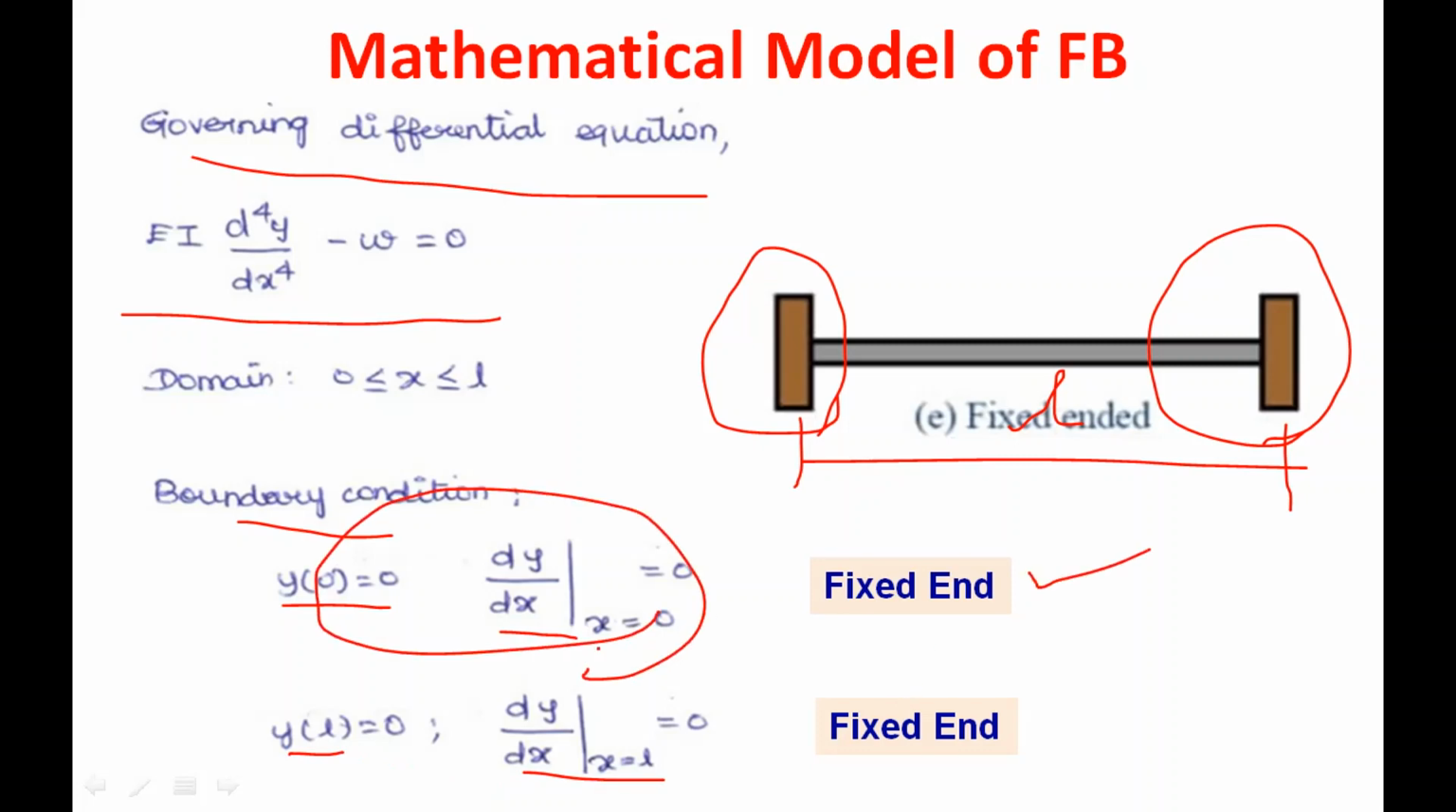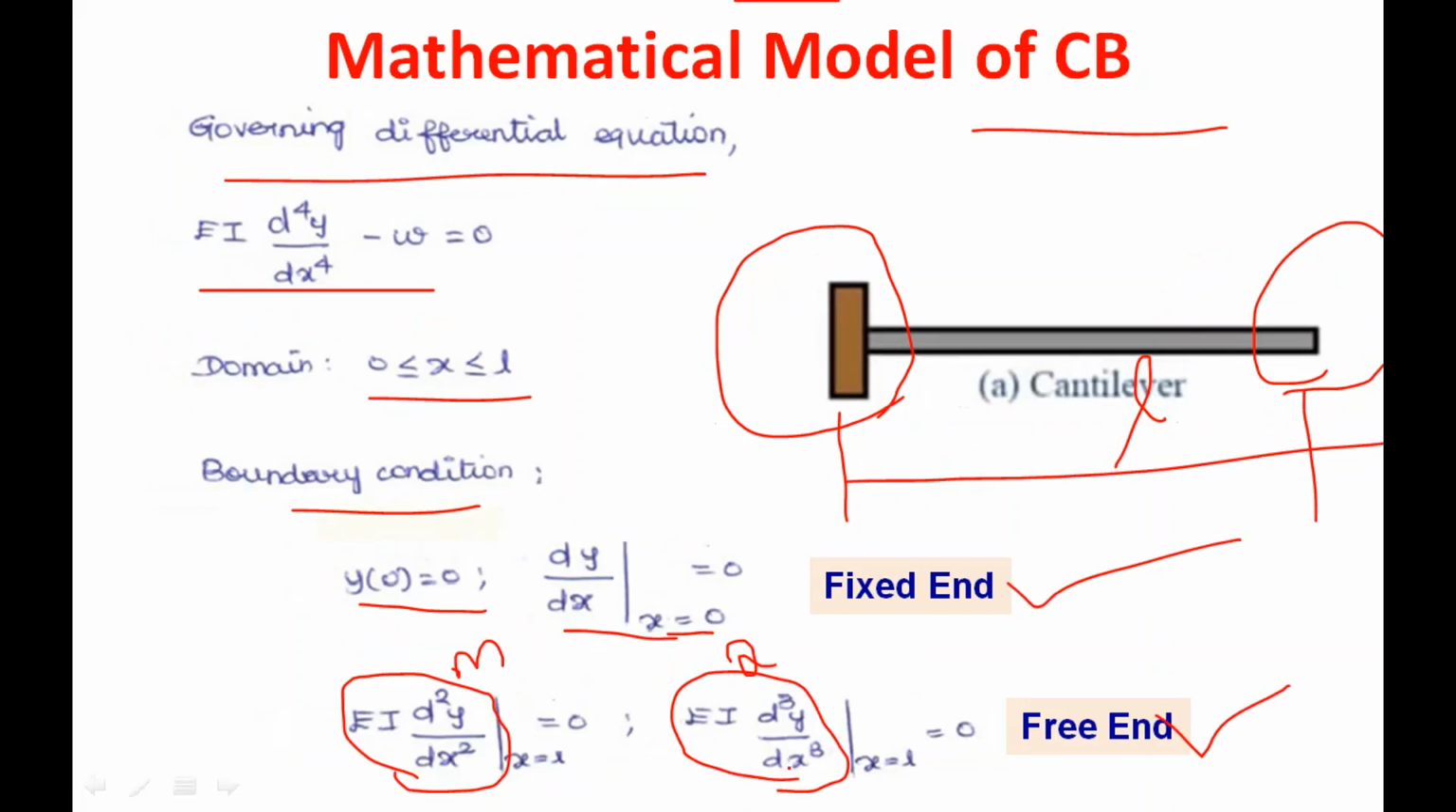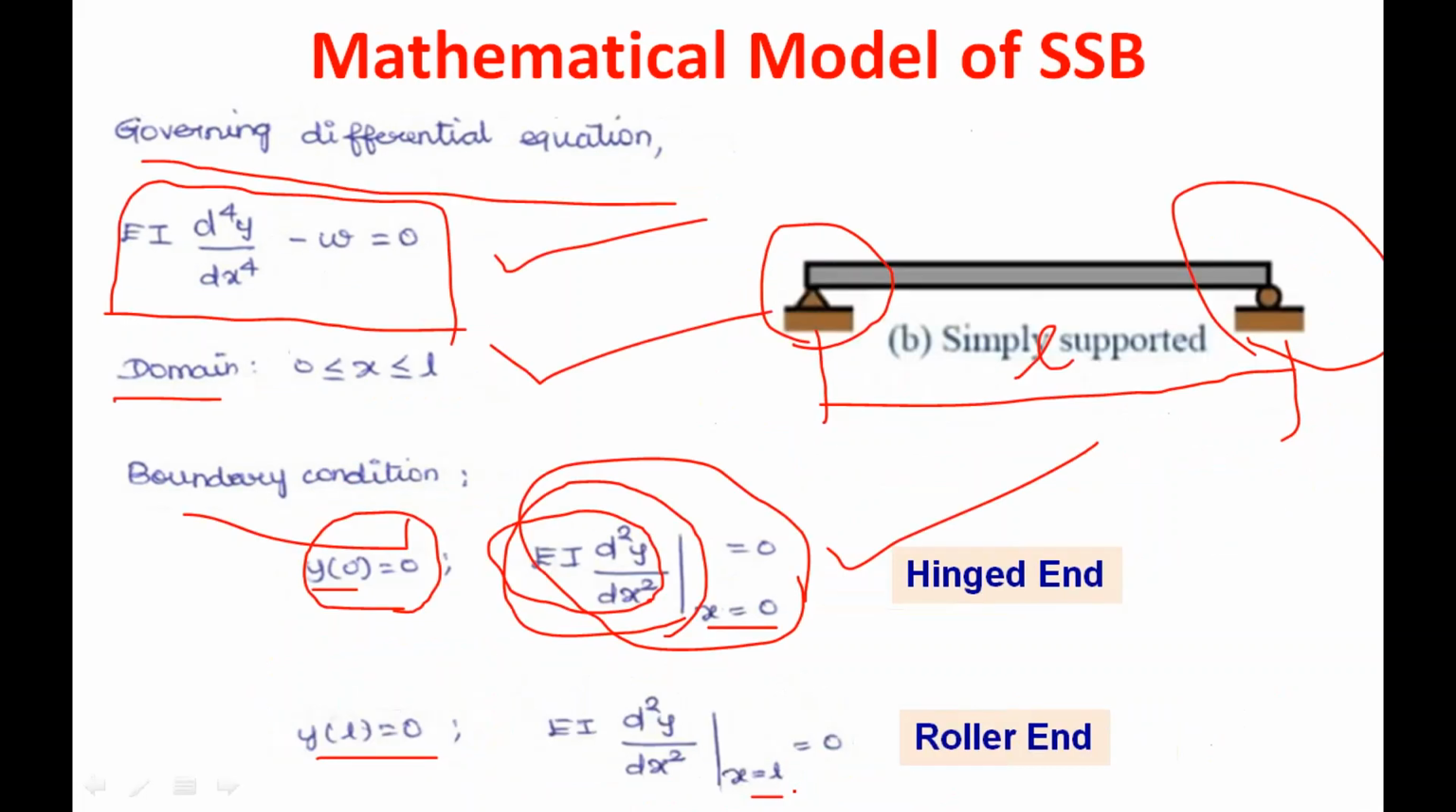For the free end, the boundary conditions are like this: shear force 0, bending moment 0. For hinged support or roller support, deflection 0, bending moment 0. So in this way, you can easily remember the mathematical model of any type of beam.